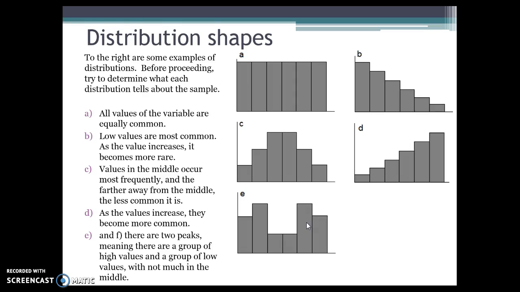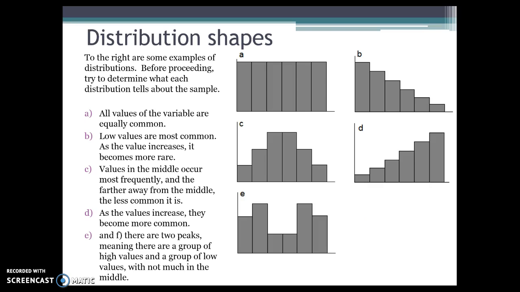And then E, you've got something that really has two peaks. And these peaks don't necessarily have to be the same height, but you've got two distinct peaks. So you've got a clump of observations that are low down here, and a clump of observations that are high, and not much in the middle. An example of that tends to happen on tests a lot, where I'll get a lot of A's and B's, and a lot of D's and F's, but not a lot of C's. So that's an example of a distribution that looks like that.